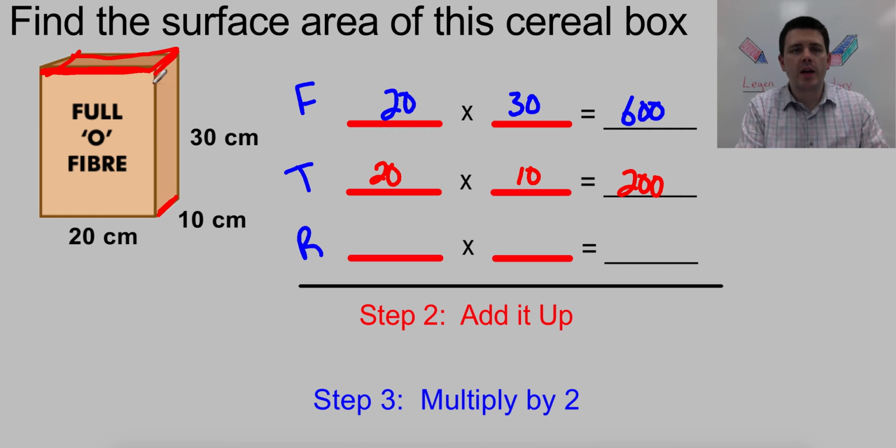And then finally the right-hand side. So this rectangular side here, I'm going to find its area. It's got a base of 10, a height of 30. 10 times 30 is 300.